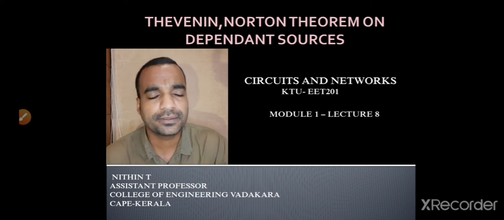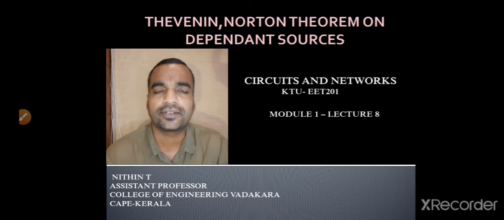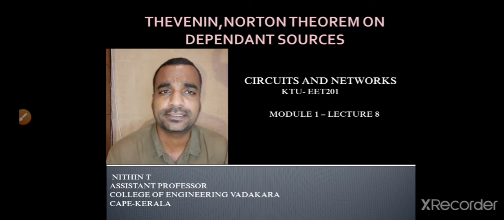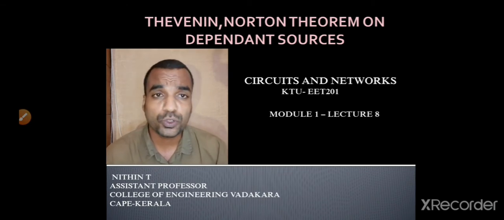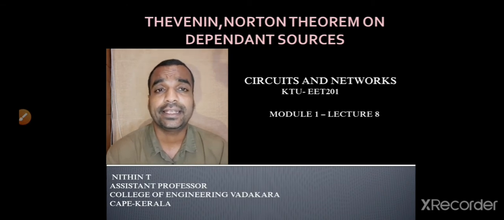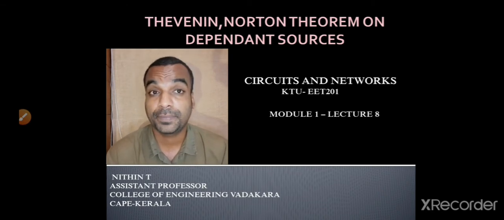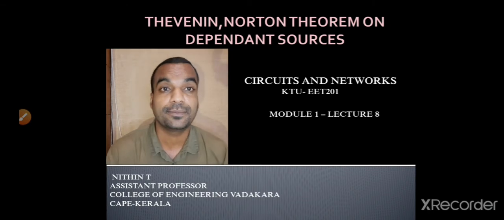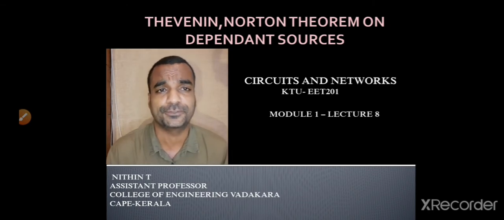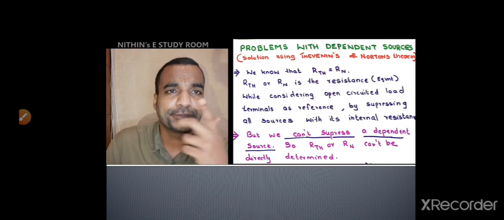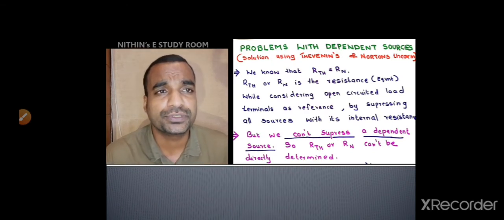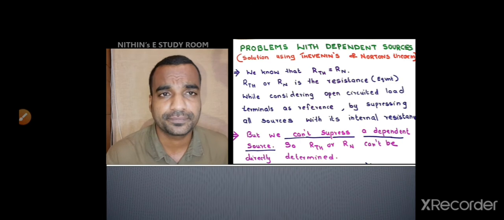So up to the moment we have discussed Thevenin theorem and Norton theorem statements and simple problems, and in all those problems only independent sources were present. But from now onwards we are discussing the problems with dependent sources. Okay. So, problem with a dependent source, solution using Thevenin's theorem and Norton's theorem.